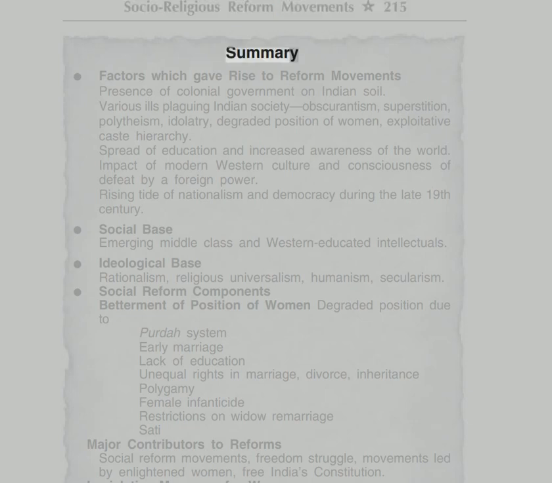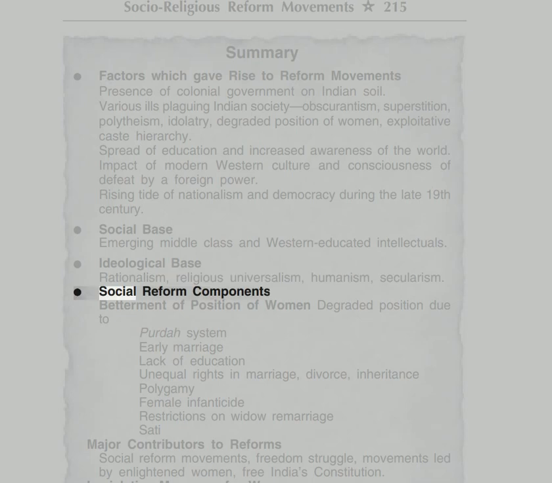Summary. Factors which gave rise to reform movements: presence of colonial government on Indian soil. Various ills plaguing Indian society: obscurantism, superstition, polytheism, idolatry, degraded position of women, exploitative caste hierarchy, spread of education and increased awareness of the world. Impact of modern Western culture and consciousness of defeat by a foreign power. Rising tide of nationalism and democracy during the late 19th century. Social base: emerging middle class and Western educated intellectuals. Ideological base: rationalism, religious universalism, humanism, secularism.